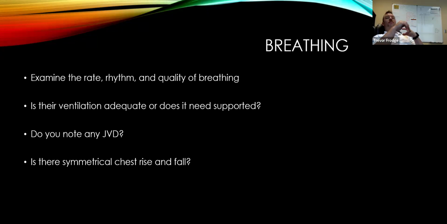So how fast are they breathing? Recall that adults breathe about 12 to 20. Kids can be 15 to 25, 15 to 30, and then infants at the 25 to 50 mark. And we have to know that. We have to know that at 2 o'clock in the morning when we just got toned out, because if we are to treat this patient effectively, we have to know what's normal in order to recognize the abnormal.